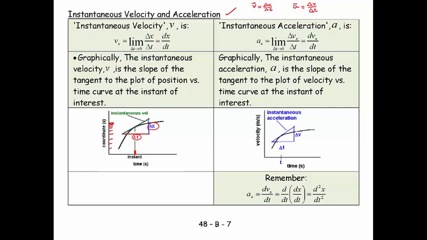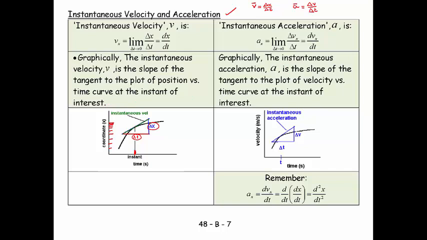Abstractly we'd say, well, instantaneous velocity v, no little bar over the top because it's instantaneous, is equal to the limit as my little bit of time goes to zero of the displacement over the duration. And we represent that mathematically as dx by dt. We say graphically the instantaneous velocity is the slope of the tangent of the plot of position versus time curve at the instant of interest.